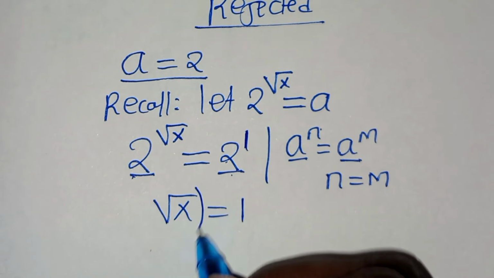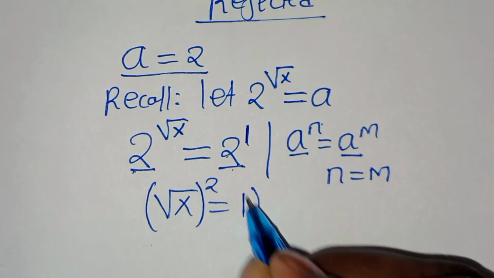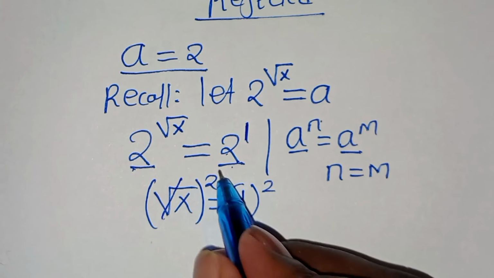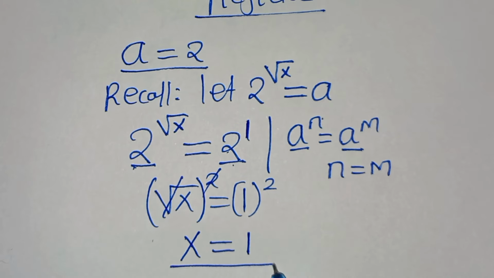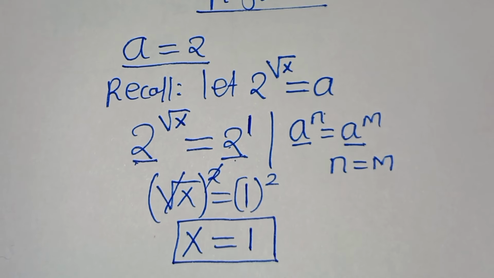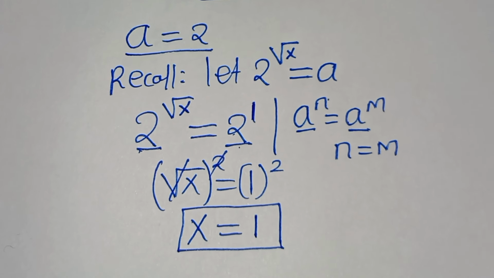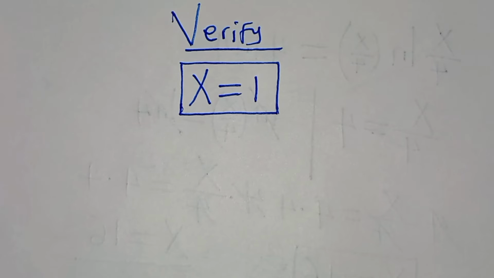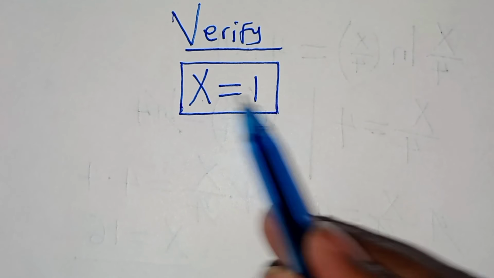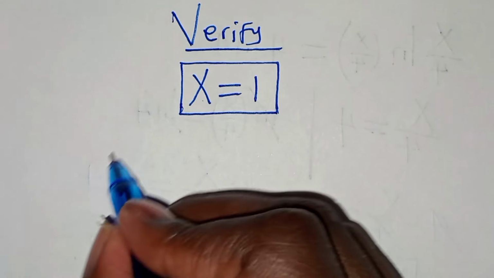To solve for x here, we square both sides, so that now we have that the value of x here is equal to 1. This is the value of x. Now, let's verify that the value of x equal to 1 satisfies the equation.